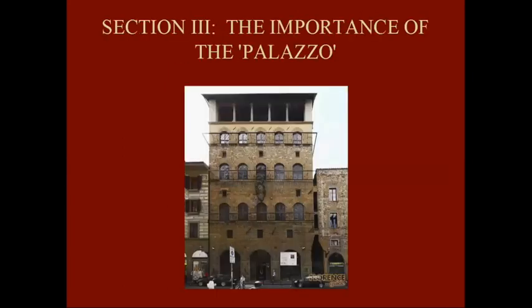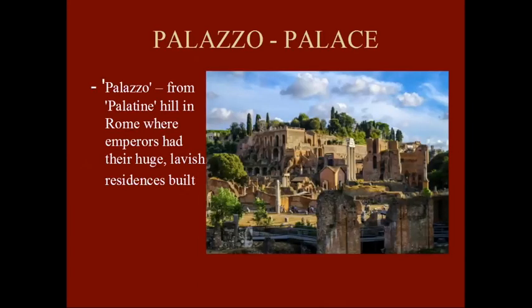So section 3, let's go back to sort of a microcosmic look at this. We have the importance of the palazzo, the home, so to speak, and this is the Palazzo Davanzati. And first off, where does the word come from? Palazzo, as we all know, comes from Palatine, the Palatine Hill in Rome, where emperors had their huge, lavish residences. In fact, the image that I've included is you're looking over the Roman Forum into the Palatine Hill. Huge, huge structures.